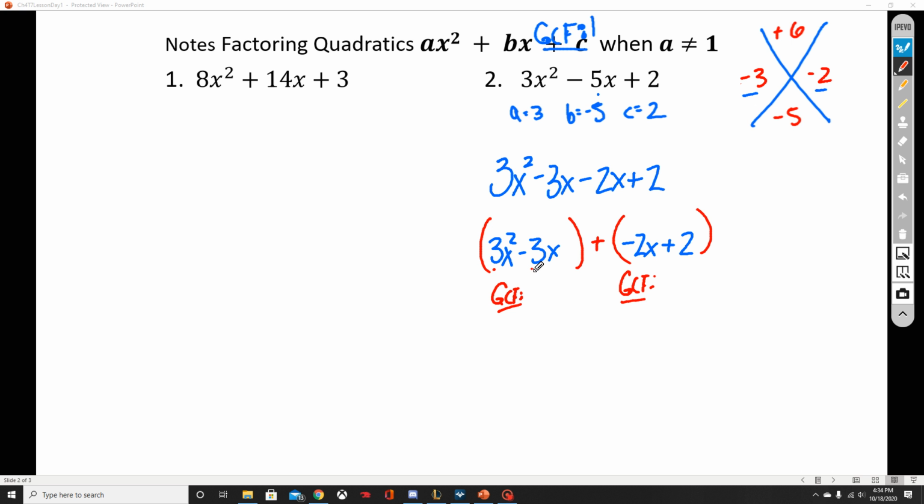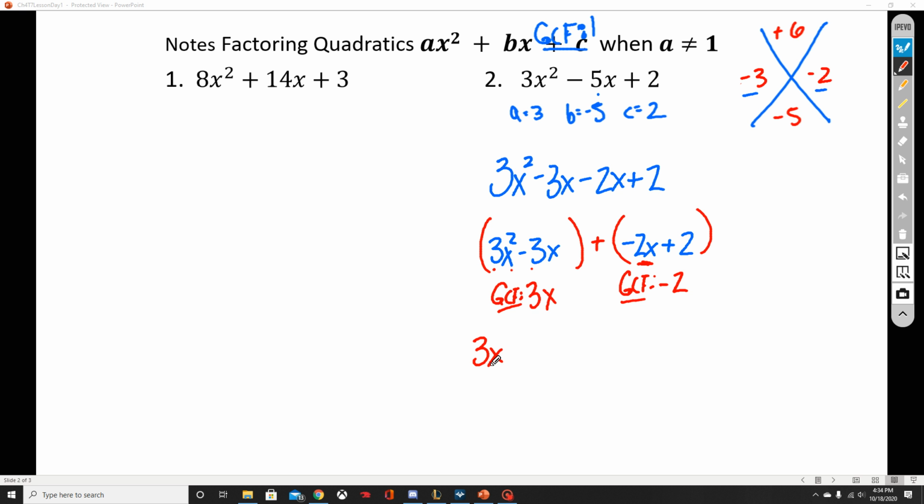GCF of the first group, 3 and 3, is 3. X squared and x is x. And the second group, 2 and 2, would be 2. But the first term is negative, so the rule still applies. A -2 must be the GCF. Very important: if this one has a first term that's negative, just like always, the GCF must be negative.